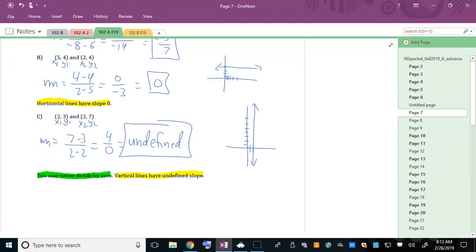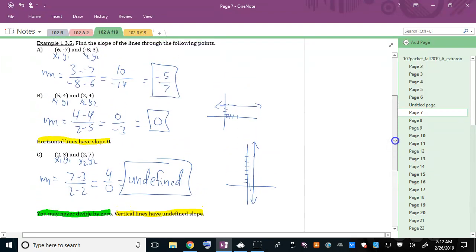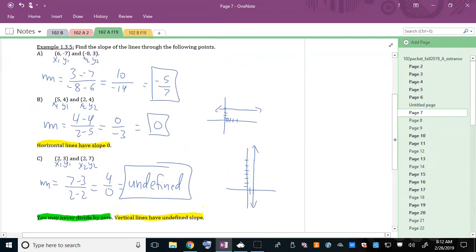So we do want to know how to find slope. And again, we do also want to be able to look at these two special cases.